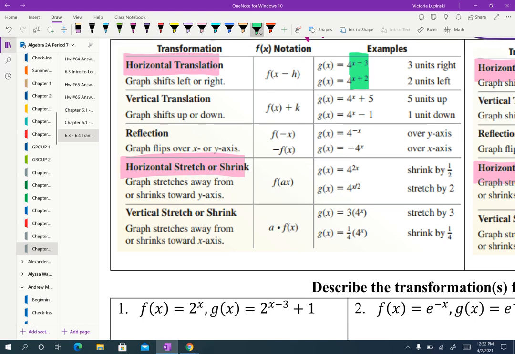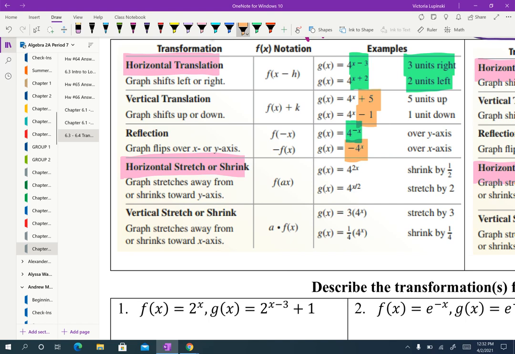So in the first one, 4 to the x minus 3, because that x minus 3 is inside, you would do the opposite, which would be 3 to the right. And then underneath, 4 to the x plus 2, again, because you're on the inside, you would do the opposite, which would be 2 to the left. When it comes to vertical translations, up and down, those are big values, which are outside, and you follow the sign, up and down. When it comes to reflections that happen on the inside, that moves you over the y-axis, and then reflections over the x-axis is a negative on the outside.